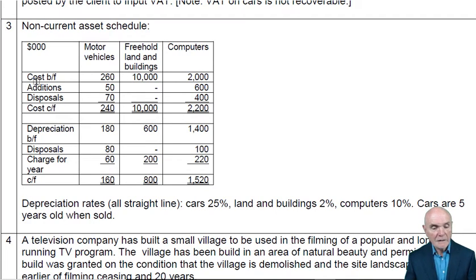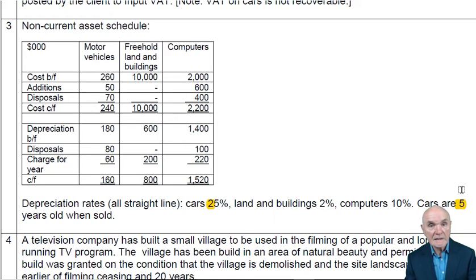So, cars are depreciated at 25%, and we look at the car and the cost at the end of the year is 240. The charge is 25% of that, so that seems to be okay. But then we might see a bit of a mismatch going on here. Cars are depreciated at 25%, but the cars are lasting really 5 years.